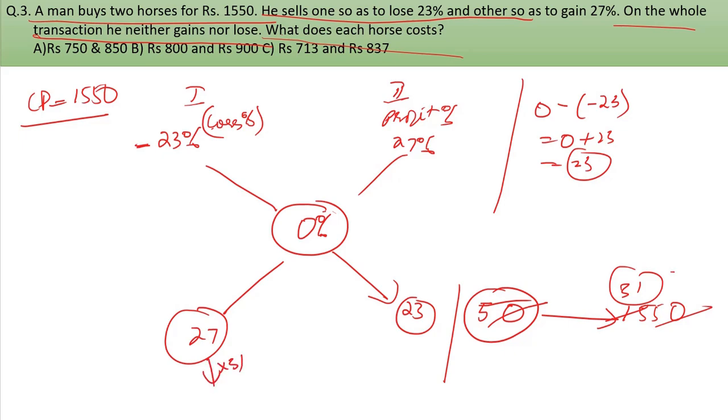That is 837, and we have 2 31. We have 713. That is option C, the correct answer.